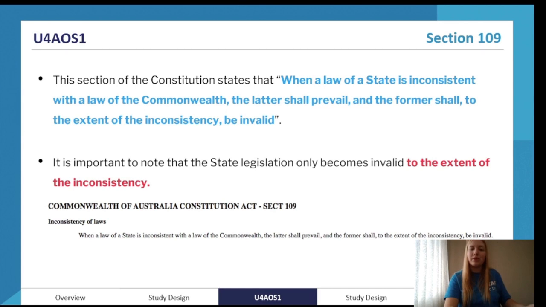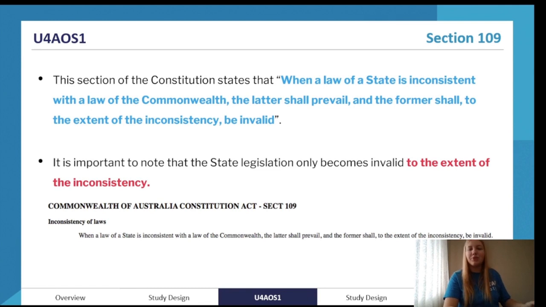So it's really important to understand that state legislation only becomes invalid to the extent of the inconsistency. This is the one thing that you should be able to remember off by heart and quote for Section 109. You can state the section in your own words because you will have to describe it, but 'to the extent of the inconsistency' is very, very key.